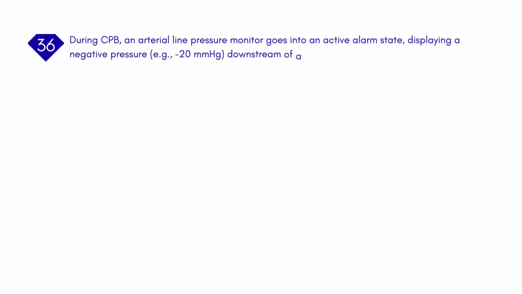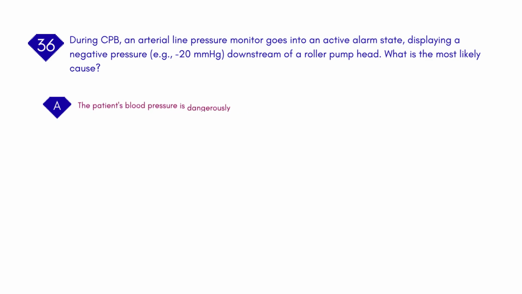During CPB, an arterial line pressure monitor goes into an active alarm state, displaying a negative pressure, e.g., -20 mmHg, downstream of a roller pump head. What is the most likely cause? A. The patient's blood pressure is dangerously high.